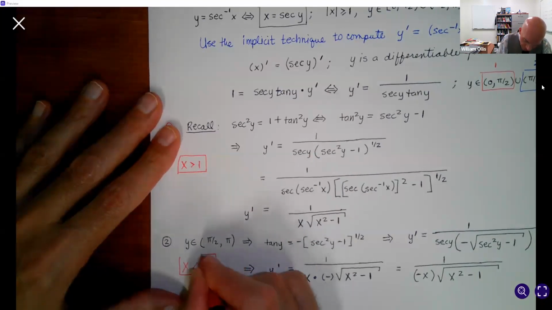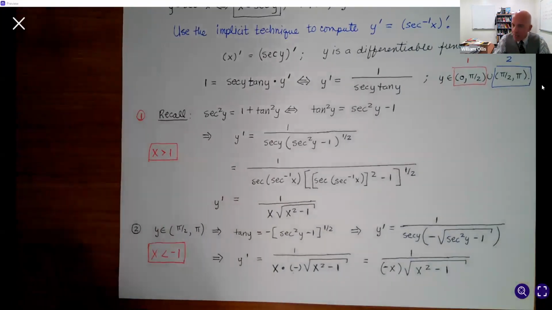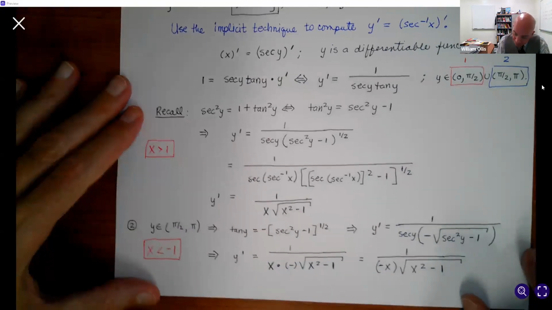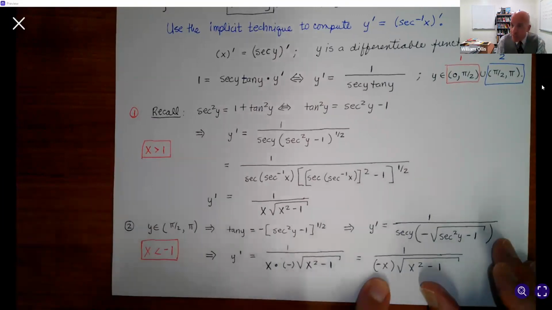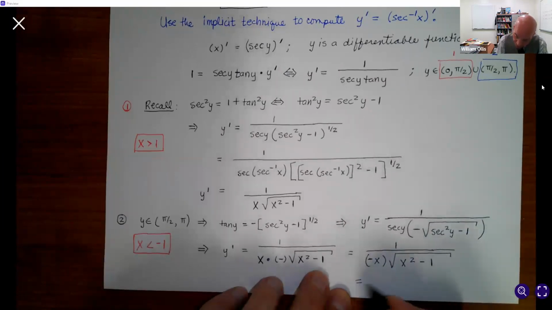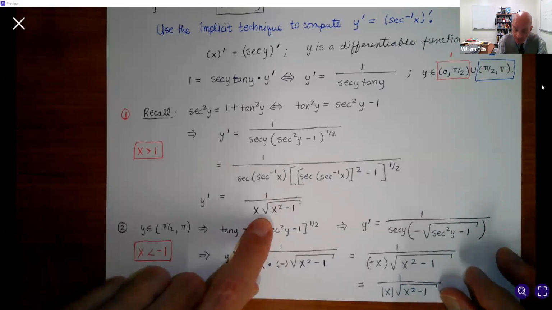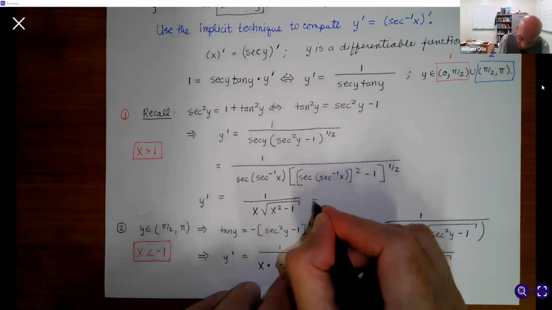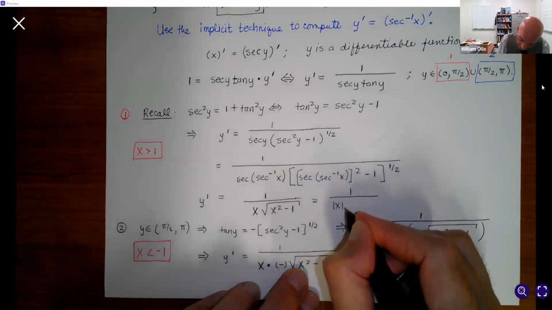So there's a little bit more arithmetic here, and at least the implicit technique allows us to see that. But this, again, is more of a trigonometric exercise. And so now you're thinking, well, if x is negative, then the additive inverse of x is its absolute value. So what we can do is simply write 1 over the absolute value of x times the square root of x squared minus 1. Now, of course, here we could do the same. Since x is positive, we could simply replace it with its absolute value without losing any information.